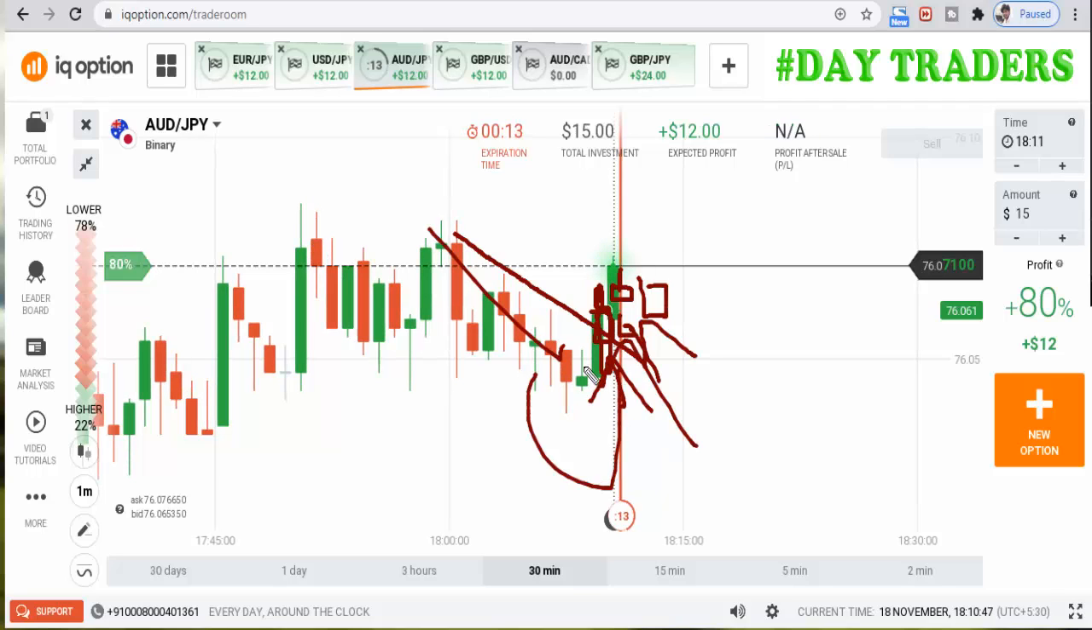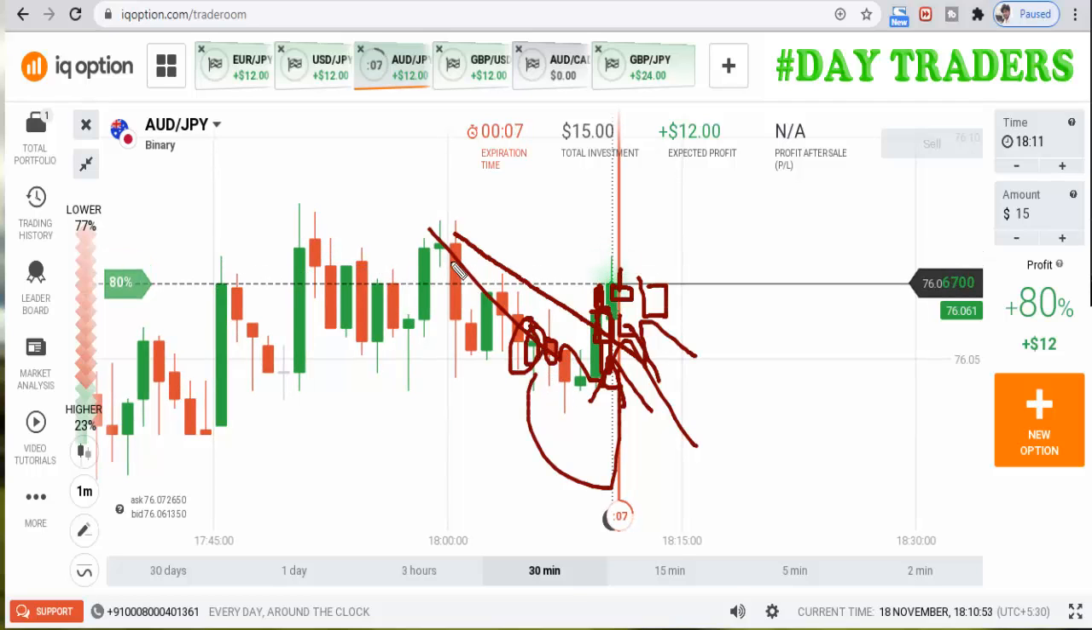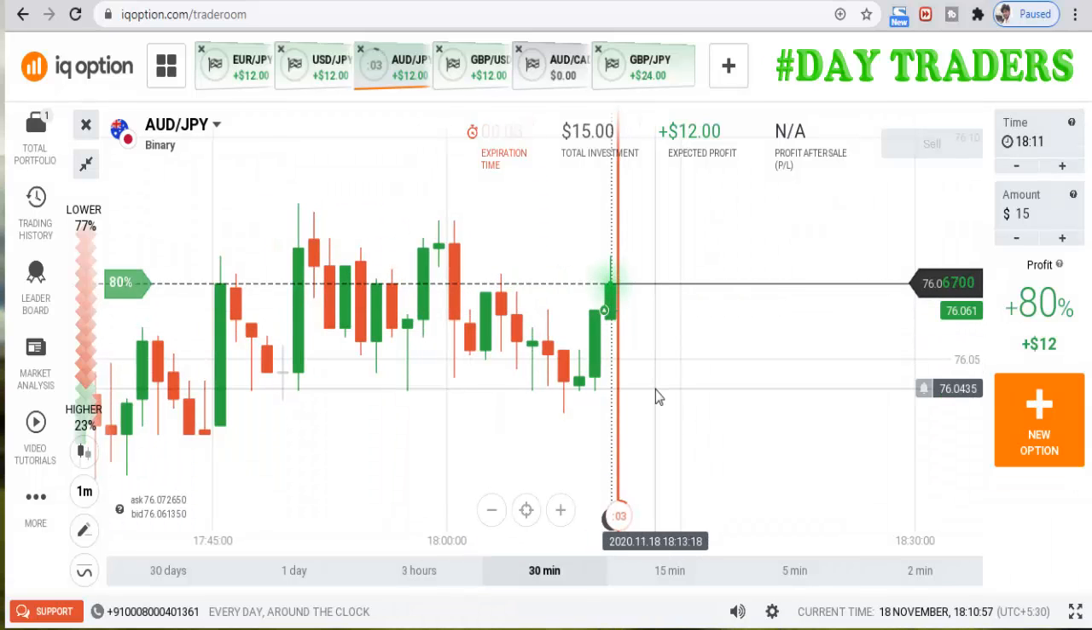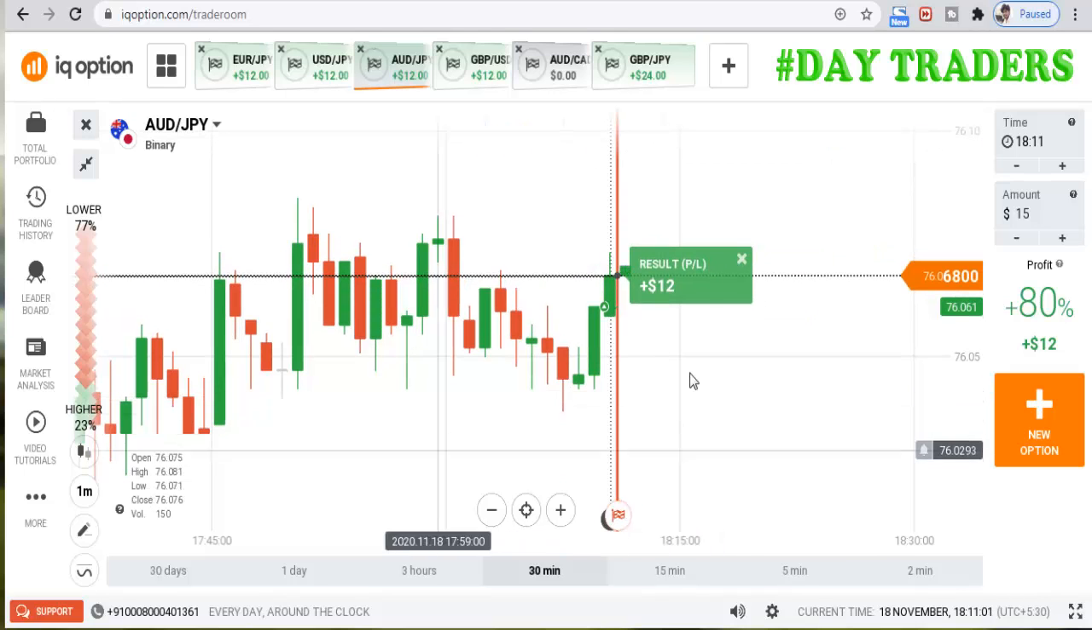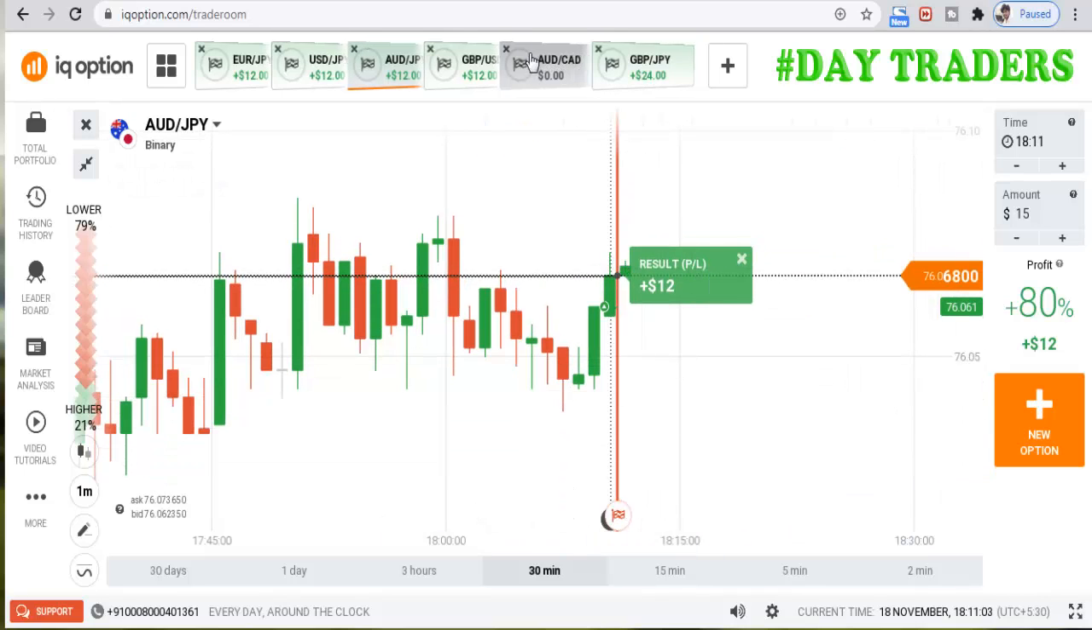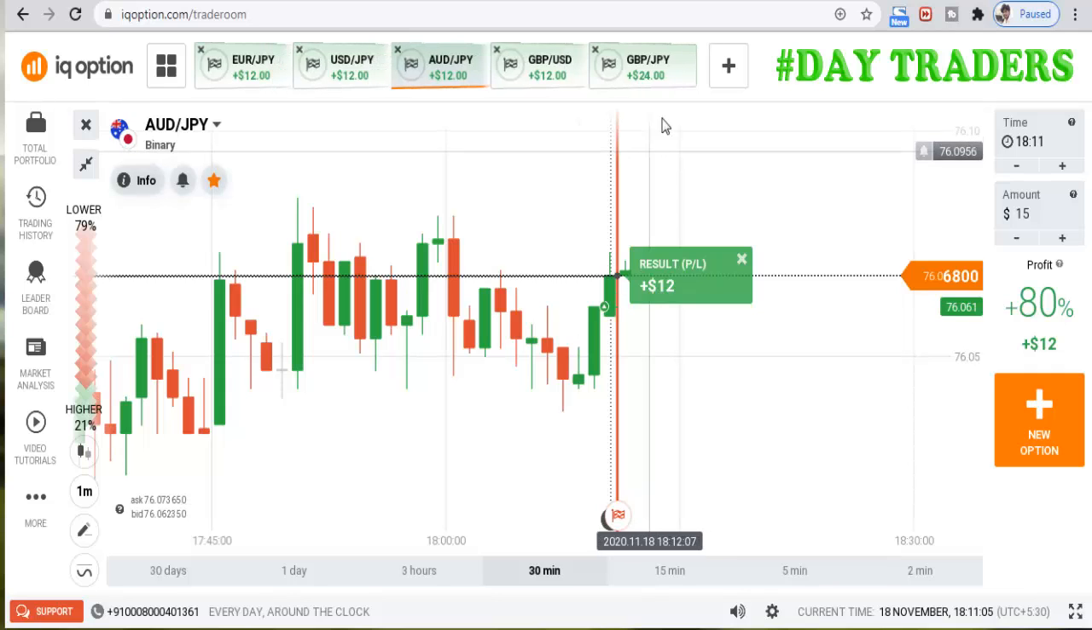This is not a trend momentum. Okay, in the middle of the trend, some weak sellers enter the market and some buyers enter the market. So this is not a strong momentum. So that's the reason I place a higher option. Okay, this is also a winning trade. Okay, I placed 5 trades.